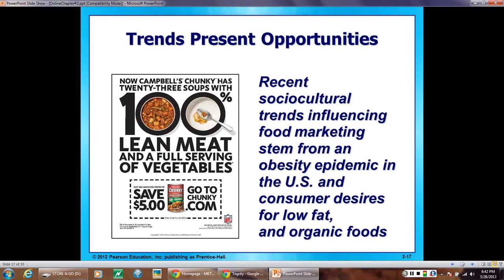Some of the trends that we can talk about, look at the social cultural changes that have come about in how we eat and what we eat, how we exercise or don't. But there certainly seems to be an emphasis on being healthy and eating better. I don't know if it's working, but we're certainly trying.